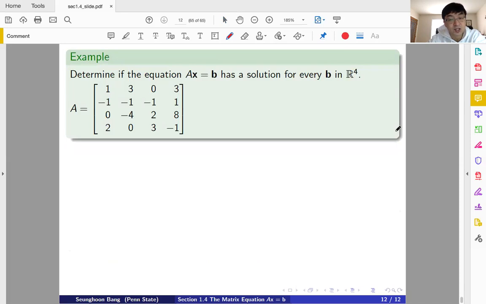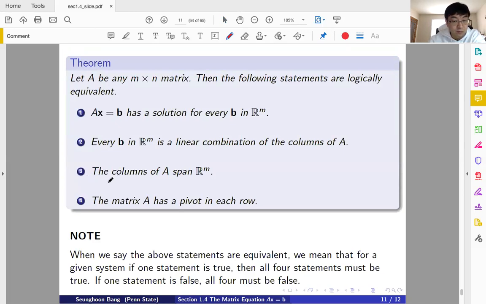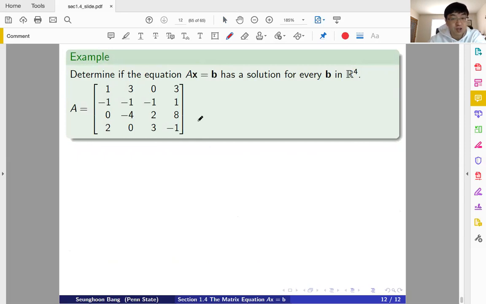Determine if the equation Ax equals b has a solution for every b in Rm. How can you check this kind of thing? I want to use this one: does the matrix A have a pivot in each row or not? You can check. So you can change this to echelon form. Here, first, you only need to eliminate -1 and 2. How can you do that?